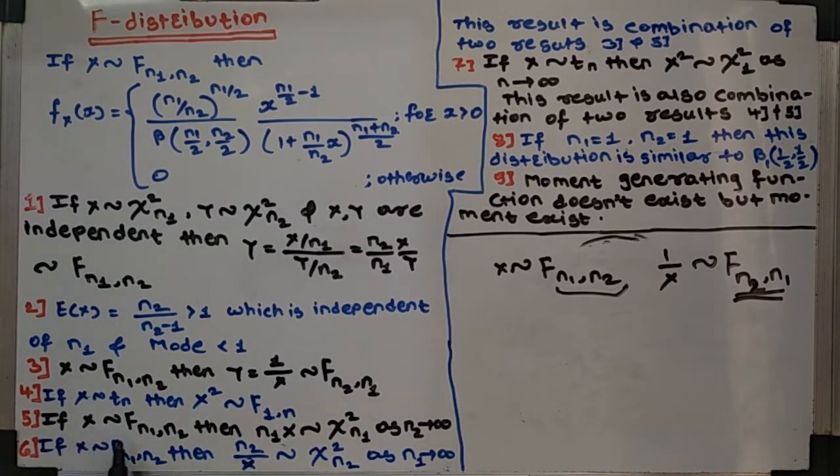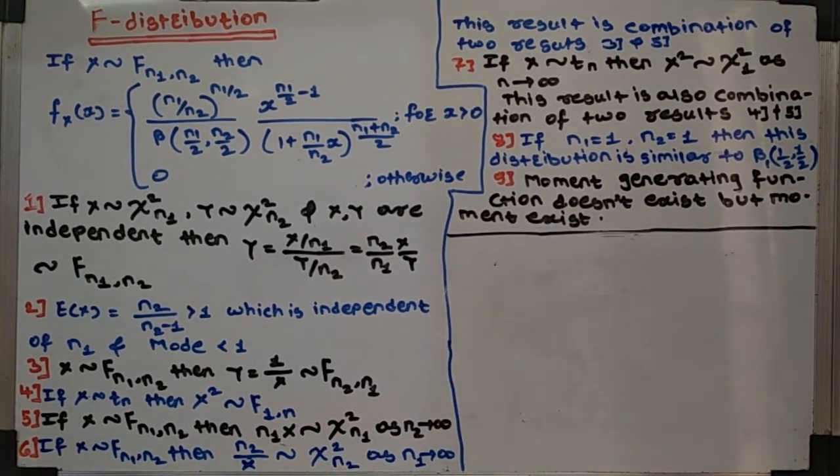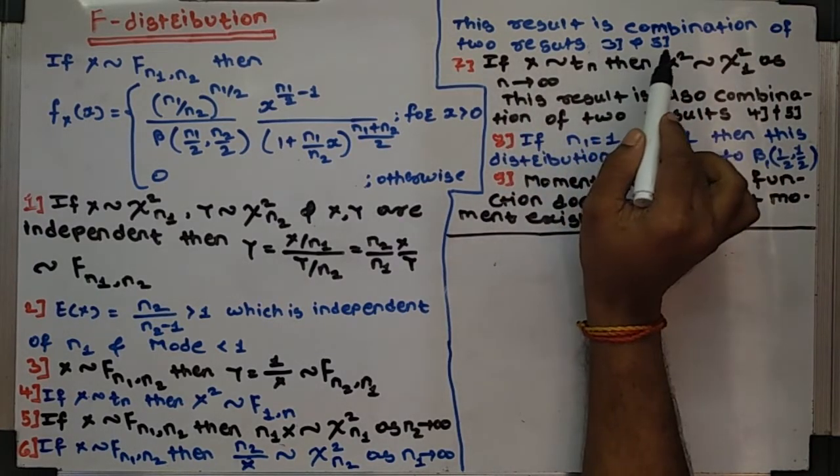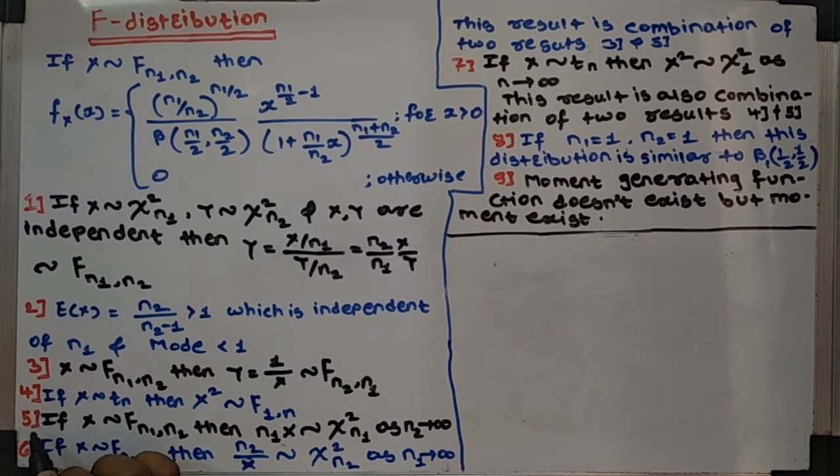Fifth result: if X follows F with n1, n2, then n1 into X follows chi-square with n1 as n2 tends to infinity. Here n1 is present and the chi-square degree of freedom is also n1, but n2 tends to infinity, so n2 is not present in this. Always remember. And sixth result: if X follows F with n1, n2, then n2 upon X follows chi-square with n2 as n1 tends to infinity. This result is a combination of two results, 3 and 5.